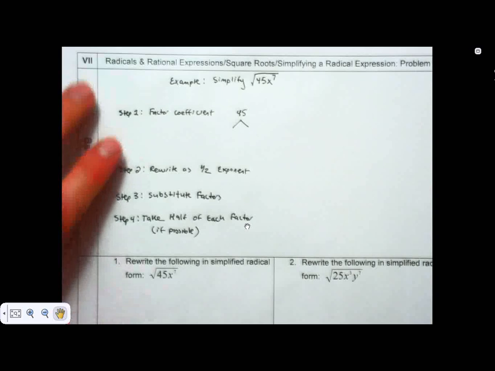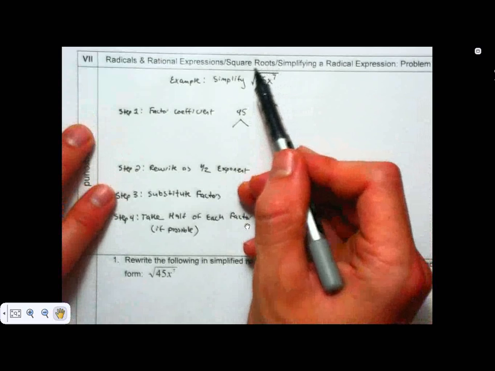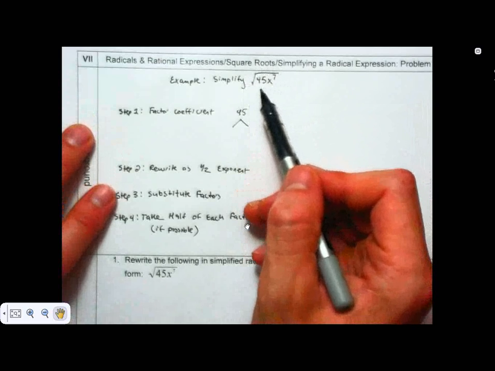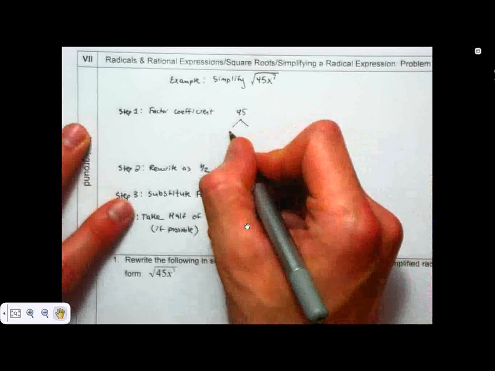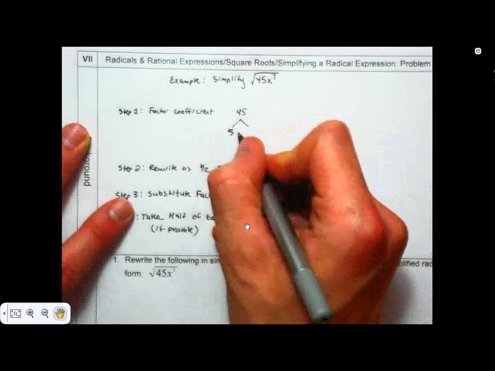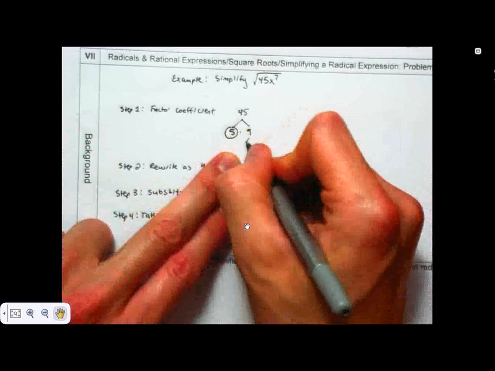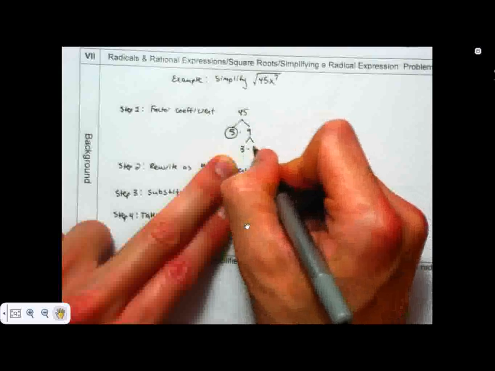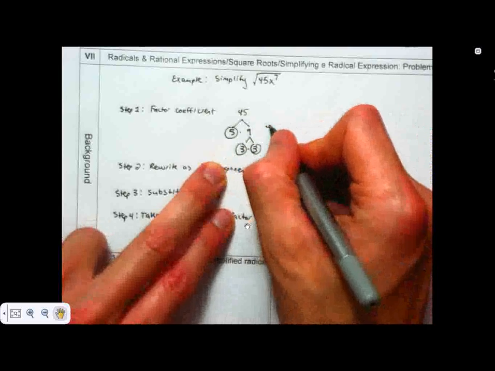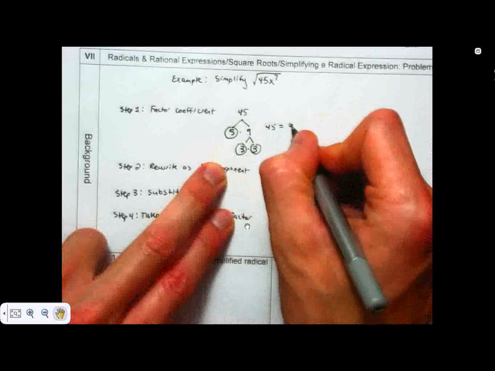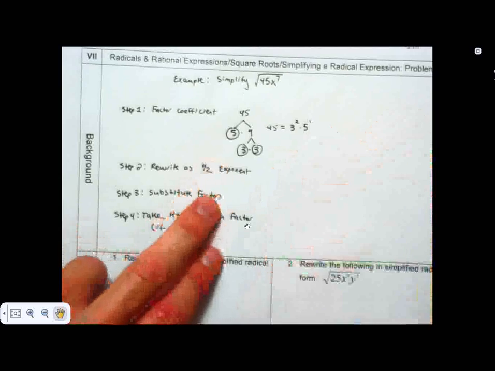So the first step in the process, if we're simplifying this example, would be again to take just the coefficient, the number 45, and break it down using a factor tree. So 45 is 5 times 9. Can't break the 5 down further. 9 can be broken down to 3 times 3. So that means that 45 can be broken down into 3 squared times 5 to the first.